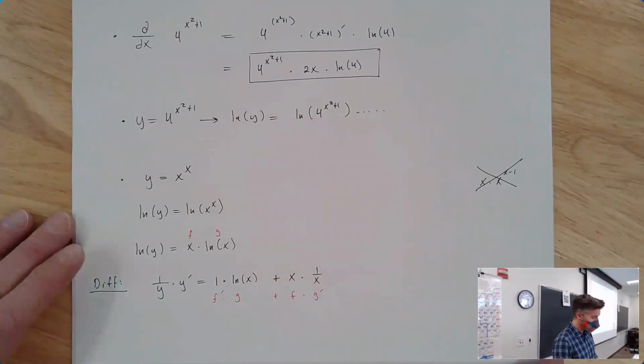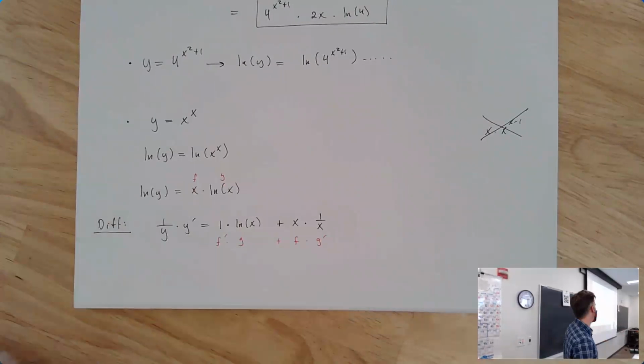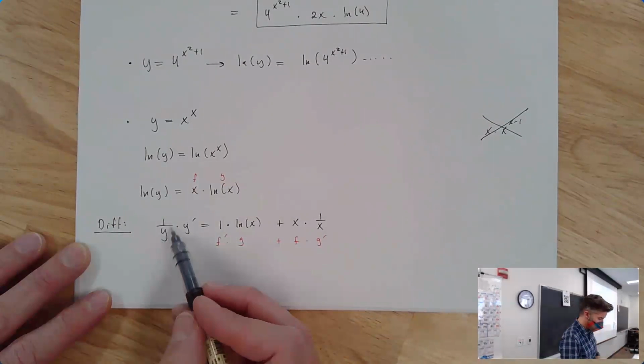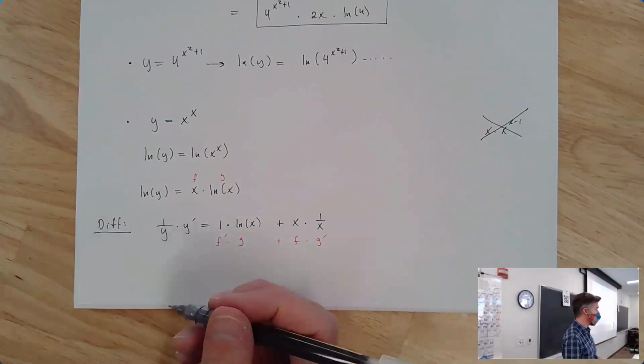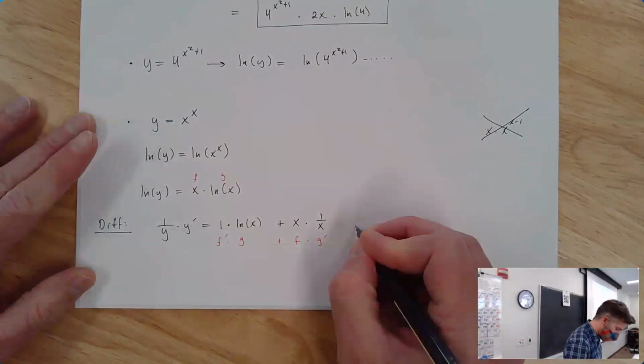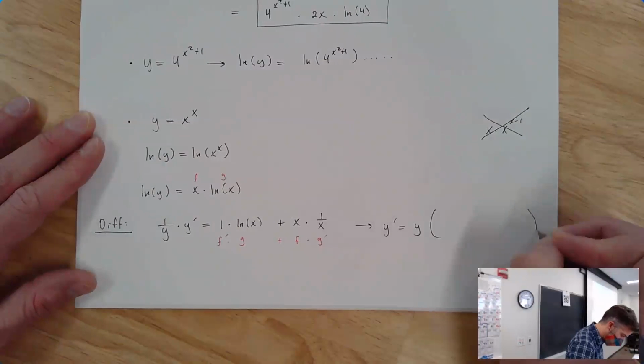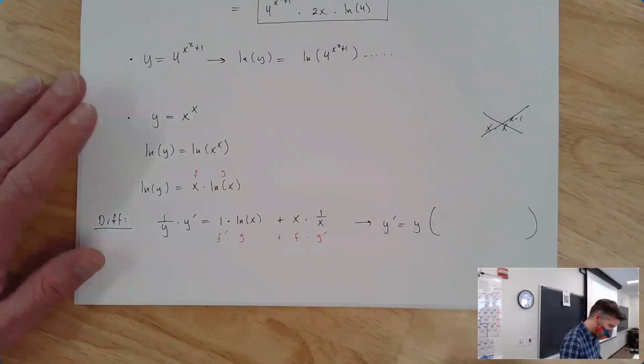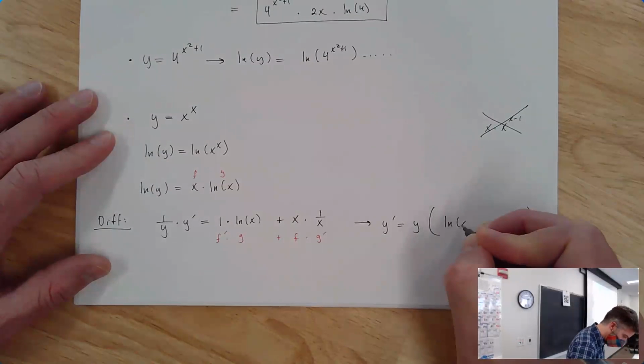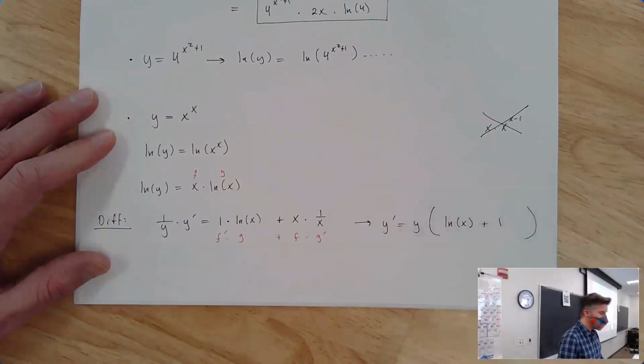Okay, all that's left is to do a little bit of work. We do have to do more work here because we haven't isolated y prime yet. So what am I going to do to both sides to get y prime by itself? Yeah, I need to get rid of this 1 over y. I'm going to multiply both sides by y. So I'm going to get y prime equal to y times all the stuff that's on the right-hand side, which is the natural log of x plus 1. Right? We can totally simplify that.